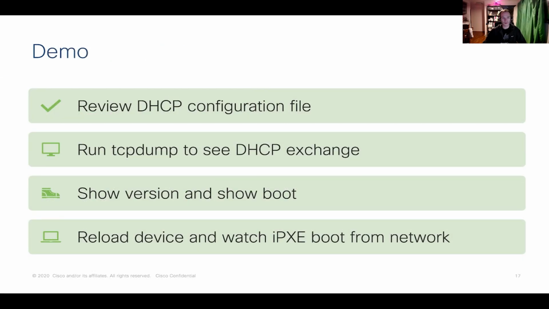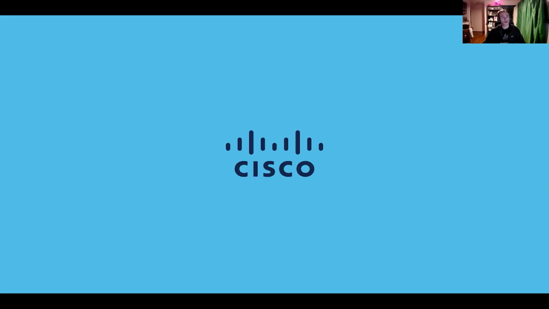Okay, so with that, let's go over to the demo. It's basically three or four steps that we'll be going through. We'll review the DHCP configuration. We'll enable the tcpdump so that we can understand when the DHCP exchange is happening. We'll take a look at the device, at the show version and the show boot to understand what the current configuration is set to. And then we'll just reload the device. We'll wait for it to go down for reboot, and when it comes up, it'll do the DHCP exchange, grab the code, and then boot up just like normal. So with that, let's go over to the demo and take a look at the running system.